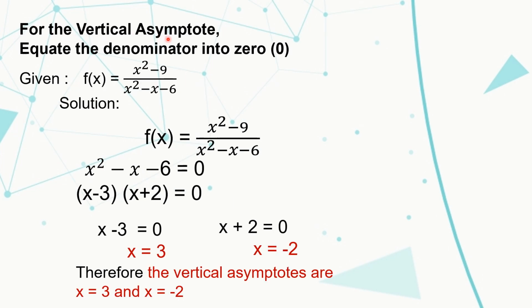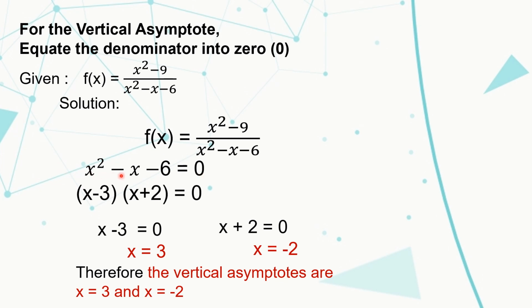So, for the vertical asymptote, just equate the denominator to 0. Meaning to say, kopyahin lang ang denominator and then i-equate nyo siya into 0. So, kung mapapansin ninyo dito sa given ay kokopyahin ko lamang ang denominator which is x squared minus x minus 6, then equate it to 0.